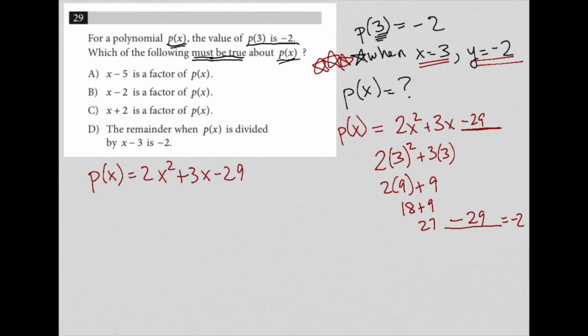And again, you can make up any function that you want. You could have definitely started out with just x squared, x cubed, really anything that you want. I would just say keep it as simple as possible. So now let's try the answer choices.